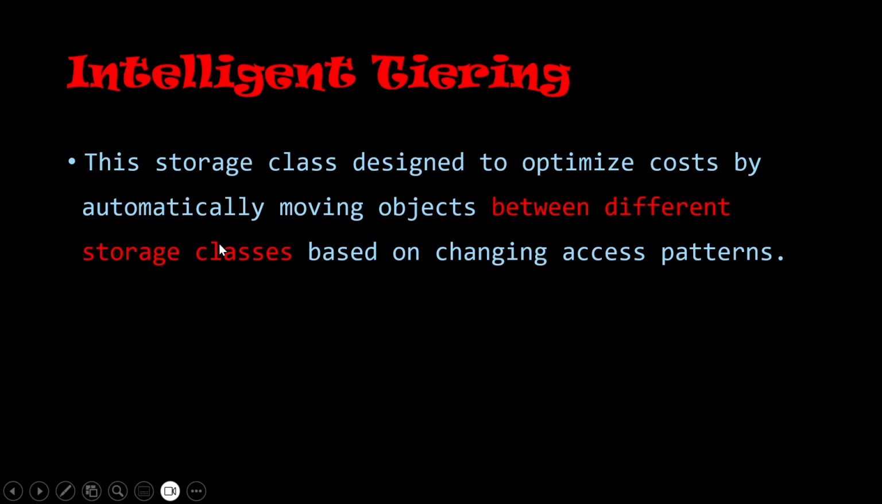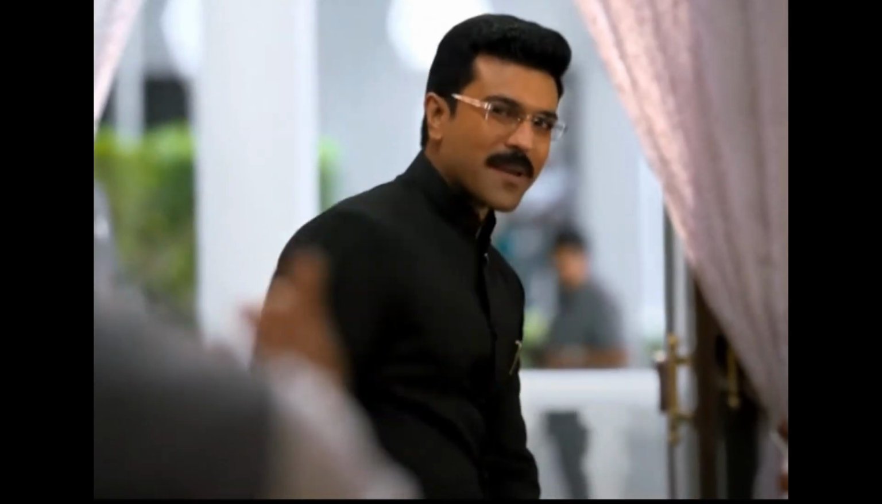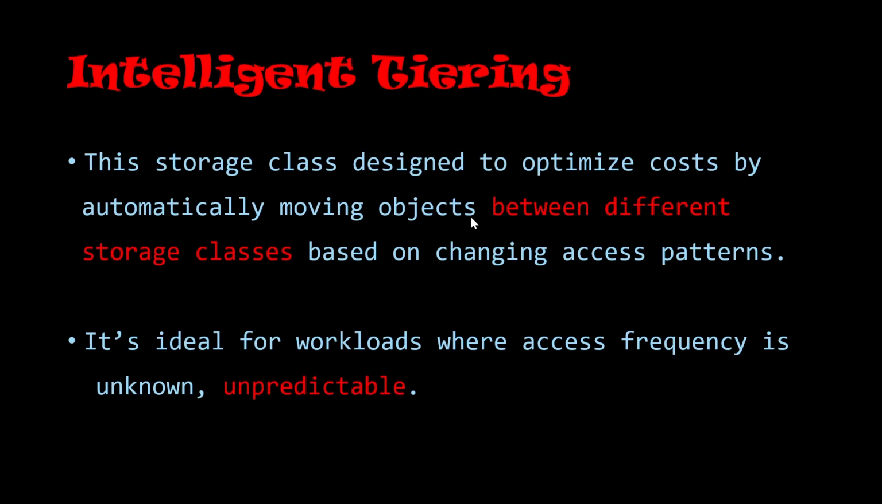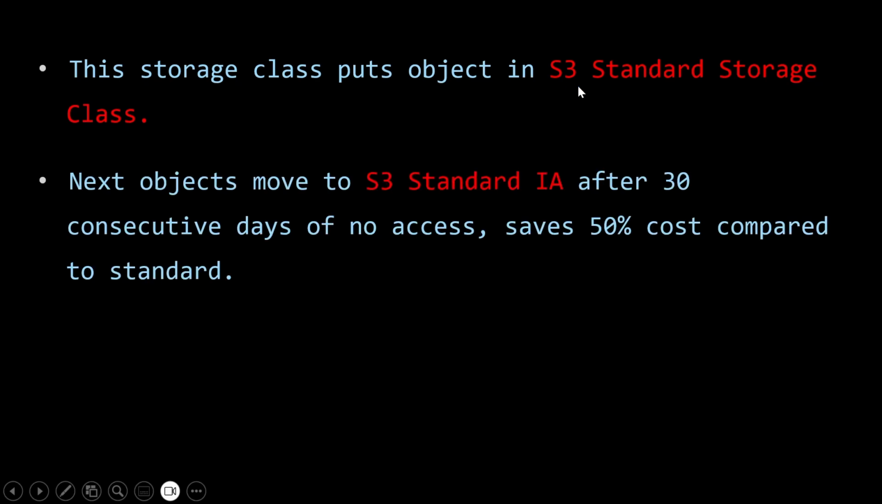This storage class is designed to optimize costs by automatically moving objects between different storage classes based on changing access patterns. This storage class is ideal for data where access frequency is unpredictable. Firstly, when you store an object in this intelligent tiering storage class, it puts the object in the S3 standard storage class. All the objects start here. The object stays in this tier as long as it's accessed regularly.